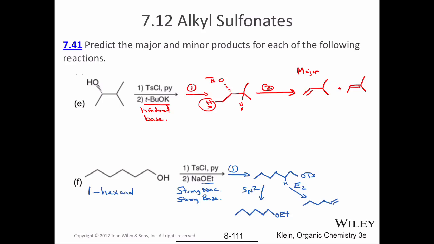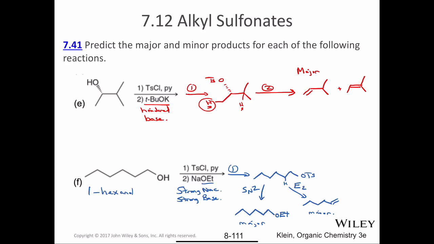So in this case, since it's a primary alkyl tosylate, we can treat that just like a primary alkyl halide. I have a strong nucleophile and a strong base. So this is going to be the major product. Again, I'm referring to figure 7.20. This will be the major product, and this will be the minor product.